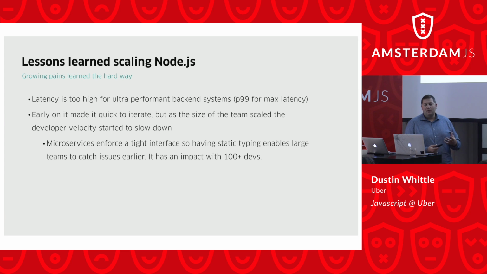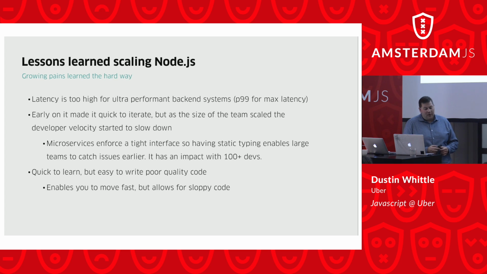And so what we realized is for teams, 100+ engineers working on marketplace platform, this really started to impact developer velocity. And again, it's quick to learn, but it's really easy to write poor quality code. When you're hiring new engineers, they just want to be productive, and sometimes that means they don't necessarily know the best practice, or maybe they just learned JavaScript a month ago. They don't understand some of the common traps. So it made things quick to learn, but easy to write poor quality code.